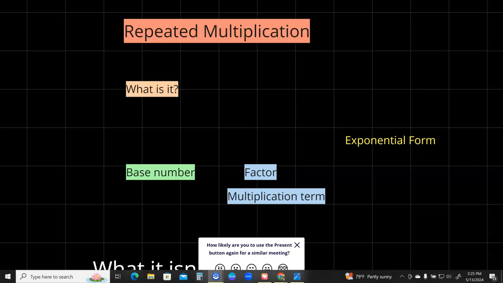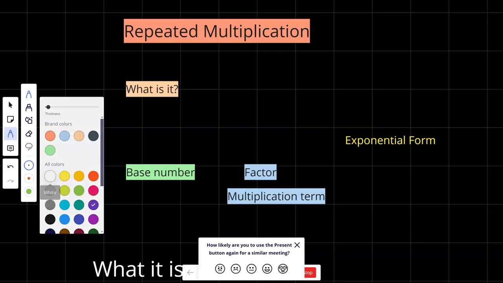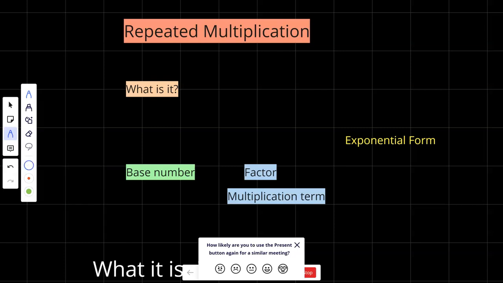What is repeated multiplication, you might ask? This is one of the most commonly missed concepts that your young learner is going to come across. So let's talk about it. Repeated multiplication is when we have a number being multiplied multiple times. So for example, 2 times 2 is equal to 4. This is repeated multiplication. Or we might have 3 times 3 times 3 times 3, and that happens to be equal to 81. That is an example of repeated multiplication. We're taking the same number and multiplying it by itself over and over and over again.